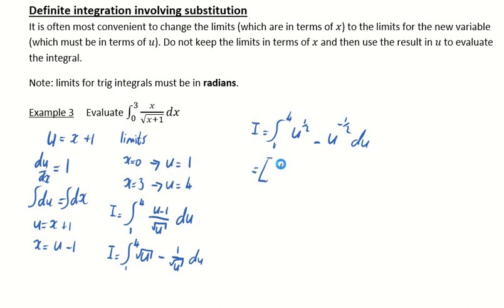So if you integrate, u to the power of a half becomes u to the power of 3 over 2. Dividing by 3 over 2 is the same as multiplying by 2 over 3. And then raise u to the minus a half by 1, that takes you up to u to the power of a half. Dividing by the half is the same as multiplying by 2.